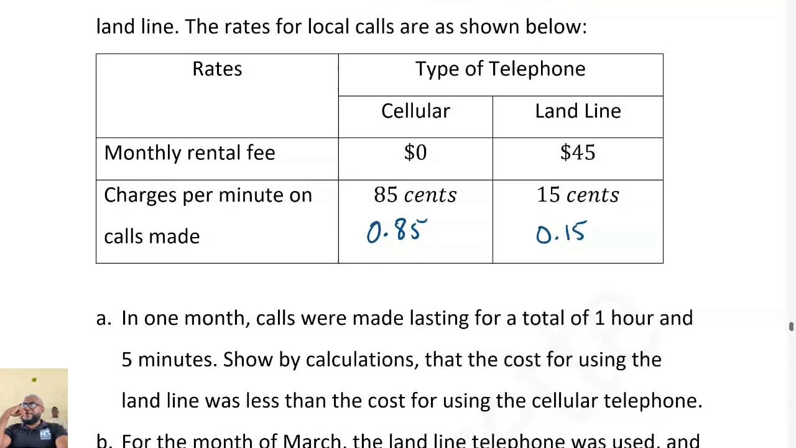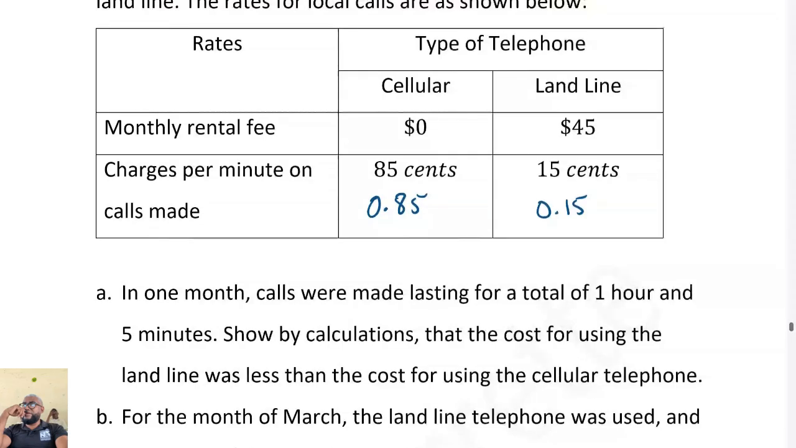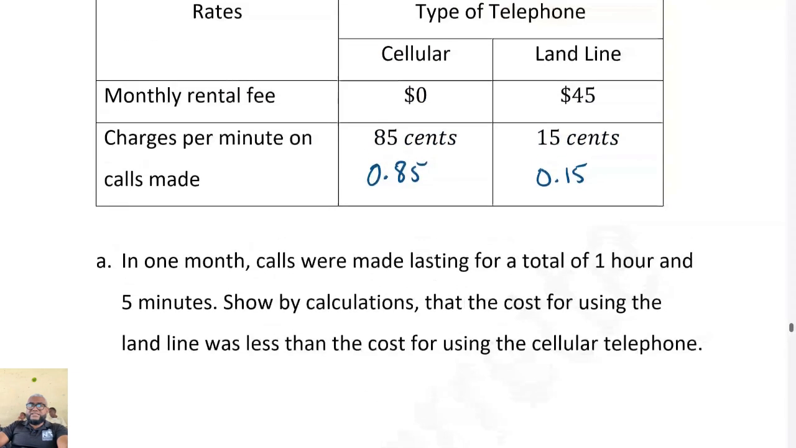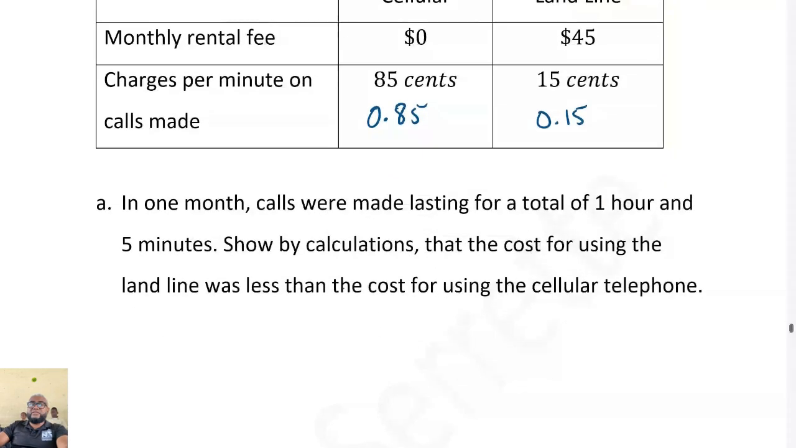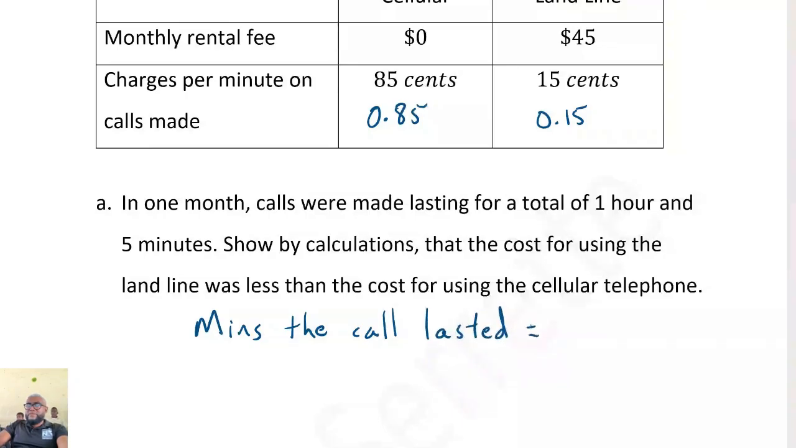So in 1 month, calls are made lasting a total of 1 hour and 5 minutes. Show by calculations that the cost of using the landline was less than the cost of using the cellular phone. So we need to find landline first and then cellular. But first, let's calculate how many minutes. An hour and 5 minutes, how many minutes is that in total? It's 60 plus 5, because 60 minutes in 1 hour. So it'll be 65 minutes.